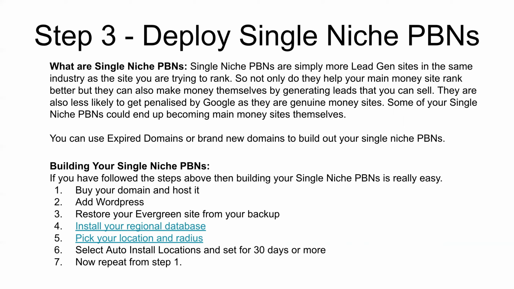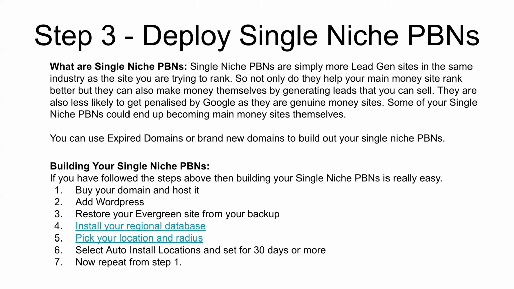So how do we do it? You buy a domain and you put it on a host. You add WordPress, and then all you need to do is restore your evergreen site from your backup, using whichever way you are restoring it, either Zaggio, Updraft Plus, or All-in-One WordPress Migration, or whatever it's called. You then install your regional database. So if I've got a Manchester site already up, which is the one I've just put up, my main money site, this might be an Oldham site. So I'll install the same regional area, which will be the Northwest.